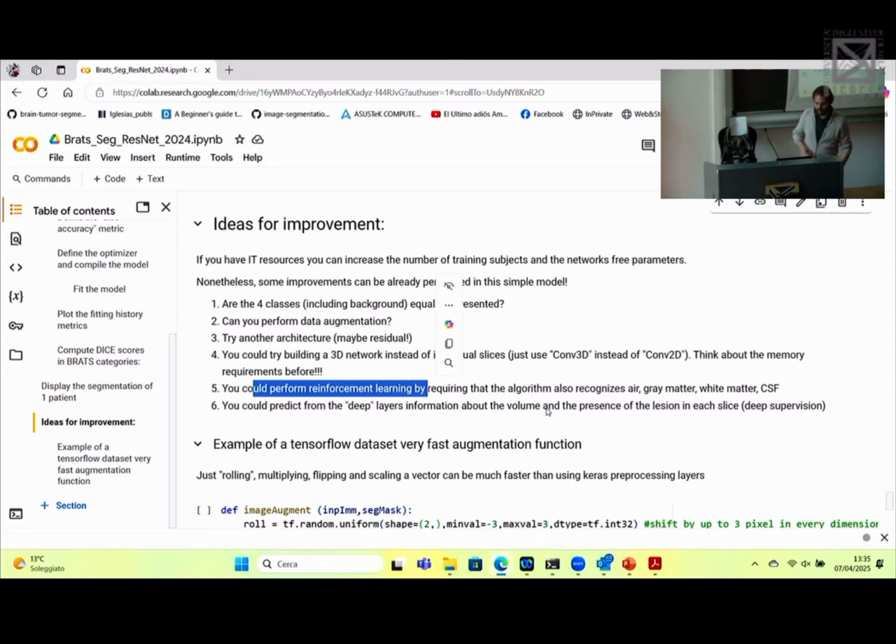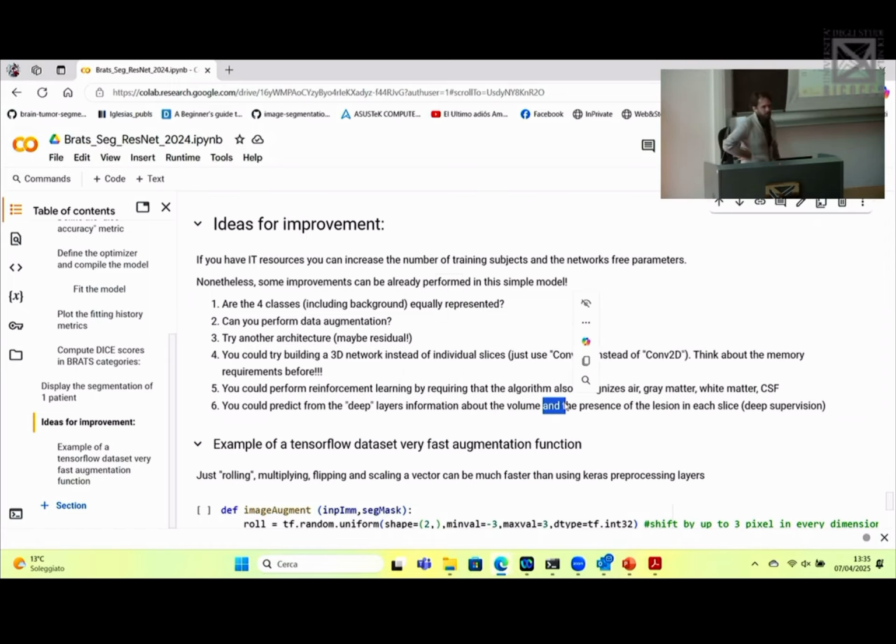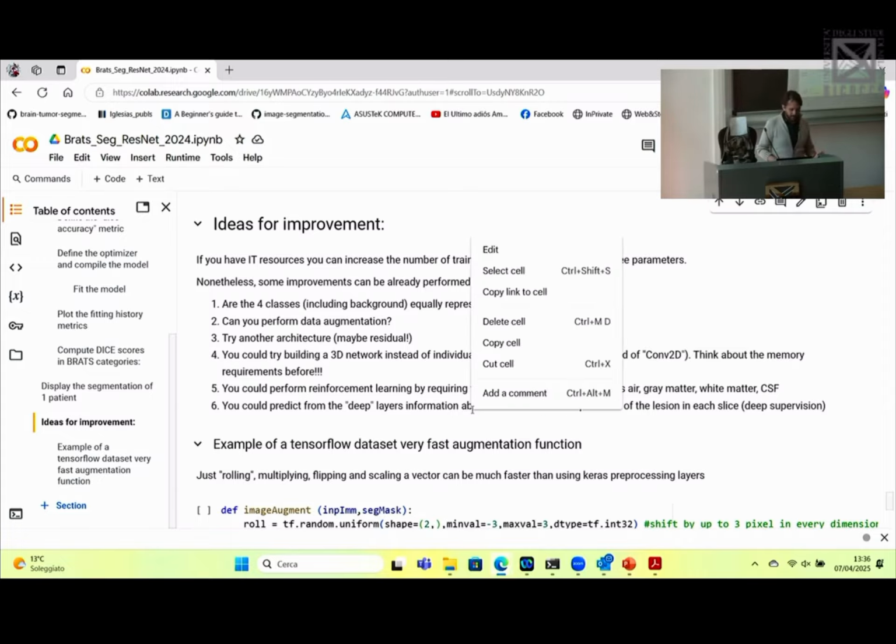Or another technique that was popular, I was about to say years ago, but because this field evolves so rapidly, is working with deep supervision. So you can train a second network that from the deepest layer predicts the presence of the lesion in the slice. And in this case, you're making sure that the information about the presence of the object that you want to segment is being transmitted down to the deepest layer.